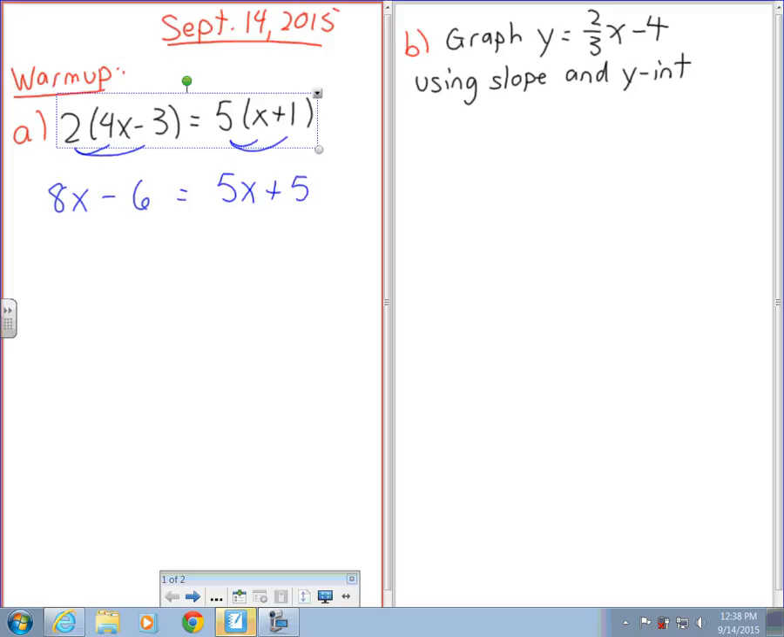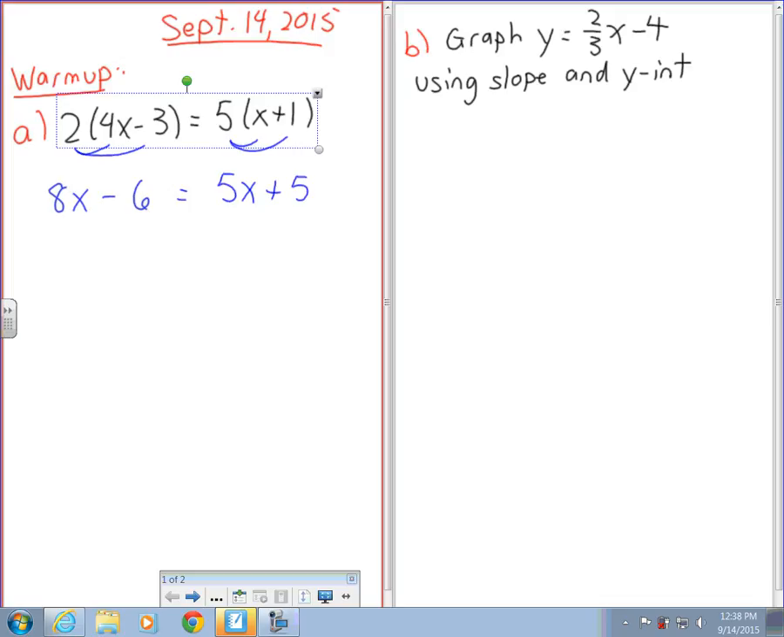Now I look at that left-hand side, and I still see problems. What do I need to do with the left-hand side? Be brave. Keith? Okay, good. So we're going to move the 5x over and the negative 6 over.